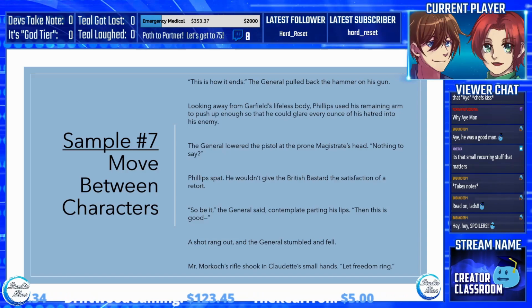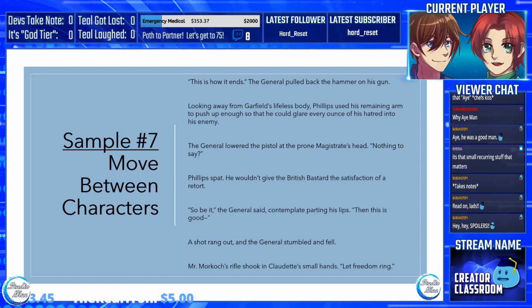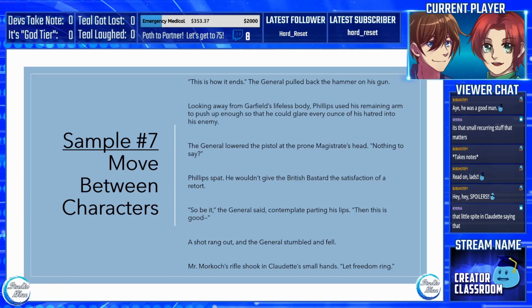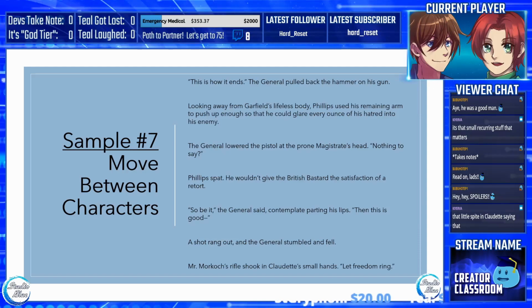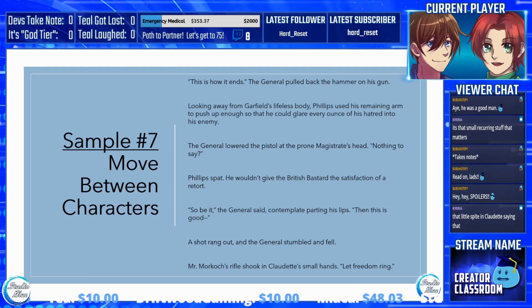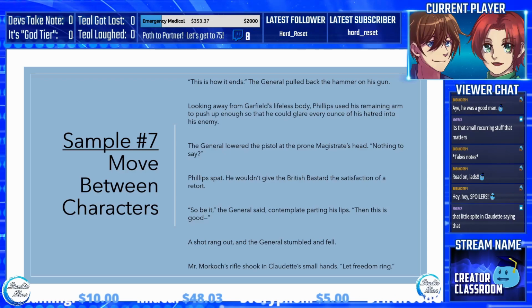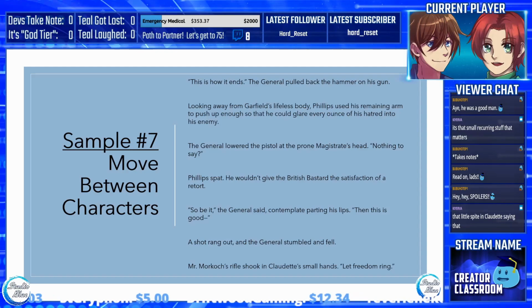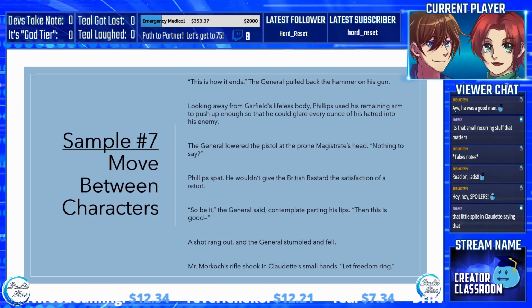And as we say, go back around to that, let freedom ring. So we've now taken both of John Moorcock's words, I and let freedom ring, and put it together. Yes, that little spite in Claudette saying that, exactly. You can imagine in your head Claudette saying, maybe even through gritted teeth, let freedom ring. That little bit of spite. The man who killed Mr. Moorcock got killed by Mr. Moorcock's own gun, with Mr. Moorcock's final words being said. That's called justice. Okay, let's move on.